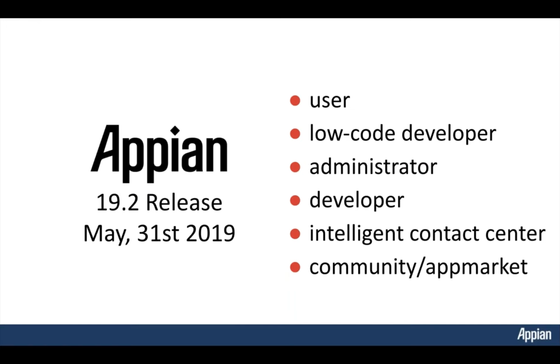And of course, today we're going to cover all the new user, low-code developer, administrator, developer, intelligent contact center, and community app market updates associated with the 19.2 release. So we have a lot of content. And if you didn't see the announcement before, we have extended this webinar from 60 minutes to 90 minutes to make sure we have a lot of time to cover that content, as well as all your questions at the end of the webinar. So again, feel free to submit those during the course of the webinar. And let's jump right into Appian 19.2 with the end user feature capabilities.